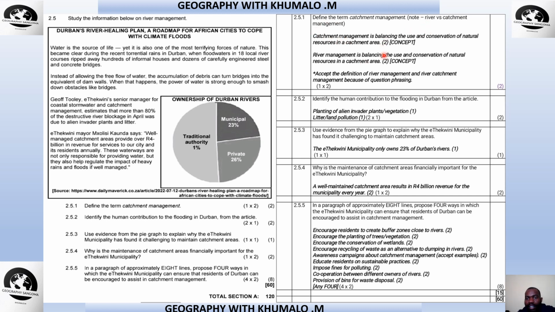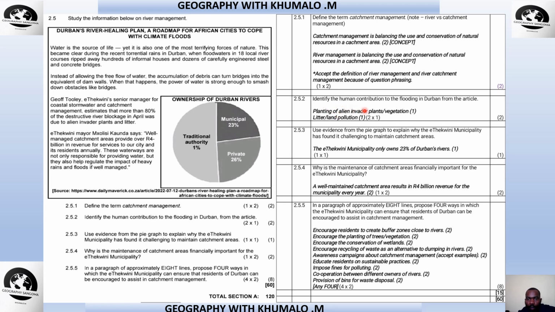Okay, now this is more like river management. So catchment management is balancing the use and conservation of natural resources in a catchment area. So definitions were accepted like that. 2.5.1 was a definition, 2 marks.